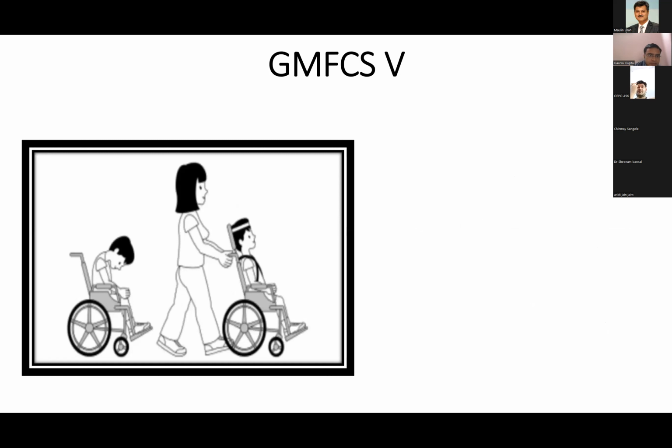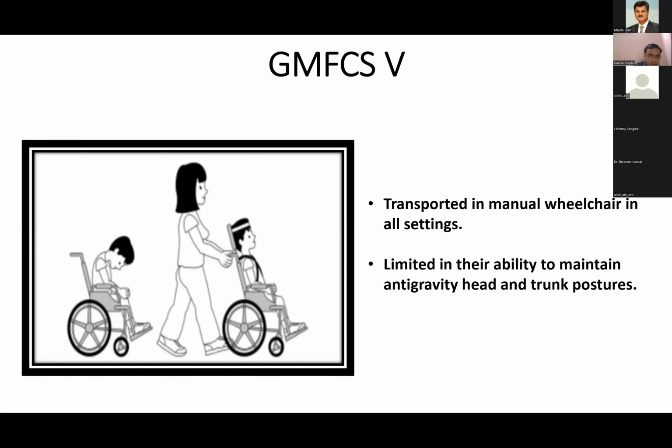And finally, GMFCS 5, where the child is transported in a manual wheelchair in all settings, and they are limited in their ability to maintain anti-gravity head and trunk postures. So their head and neck control is also absent.